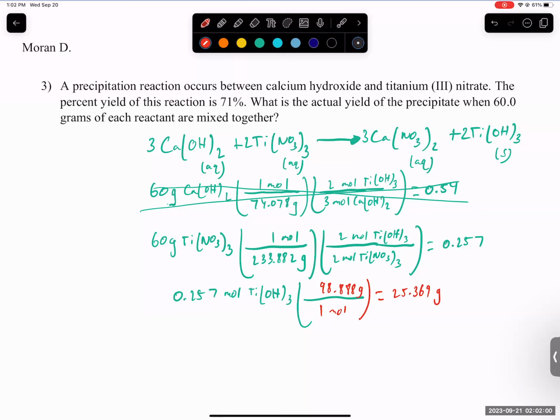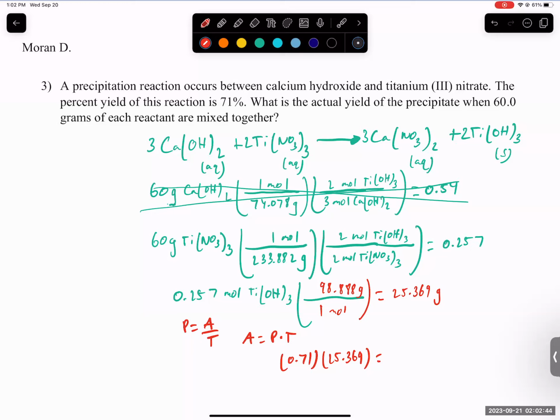All right, we're almost done. We have a percent. We have a theoretical. How do we get actual? Multiply by the percentage. So if y'all recall, percent equals actual over theoretical. So actual equals percent times theoretical. So basically, we'll do 0.71 times our 25.369. And what was our actual yield? 18.0.